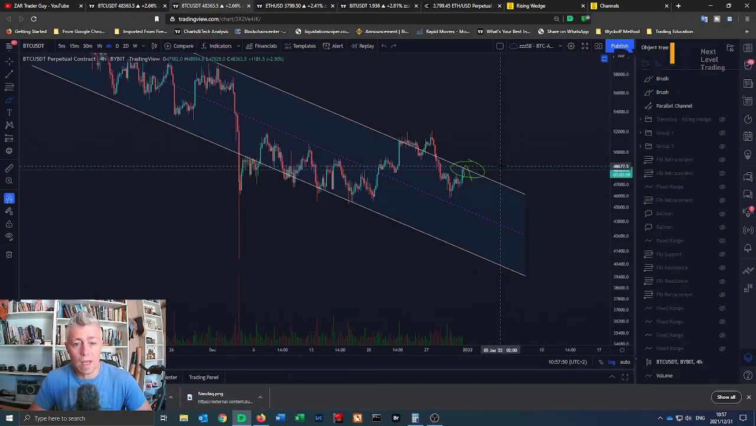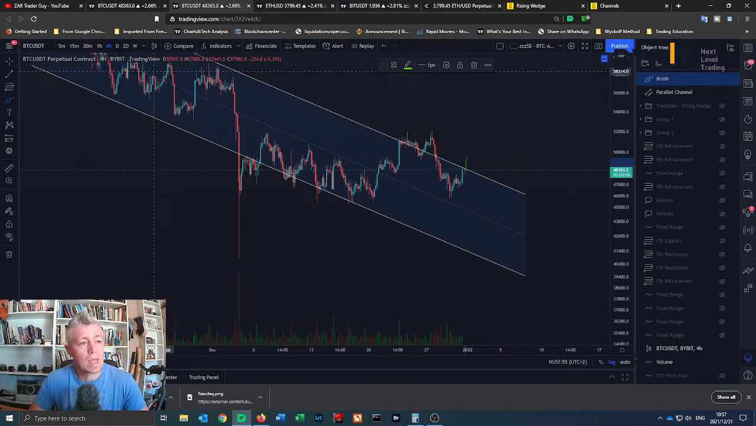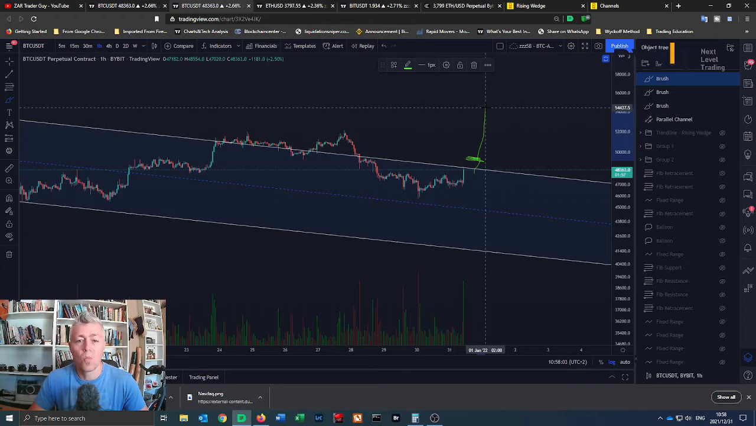The second thing that can happen is that we break straight through this area. And if we get an hourly candle close above this area, this is a possible good place to take a long, because we could see price move up again to this $53,000, $54,000 area.